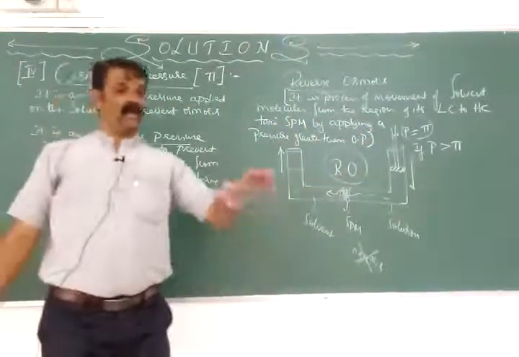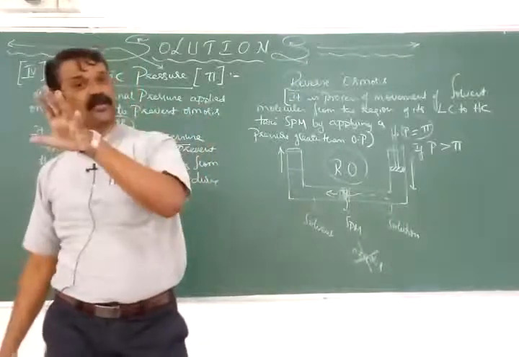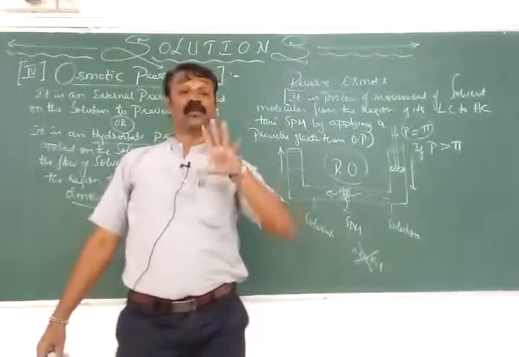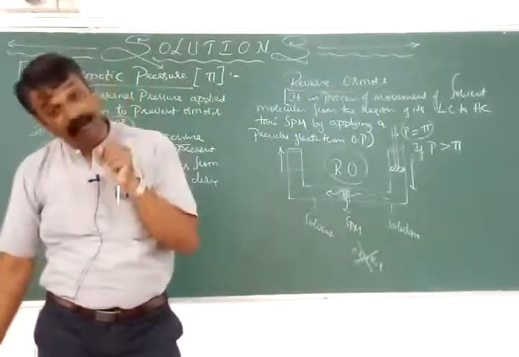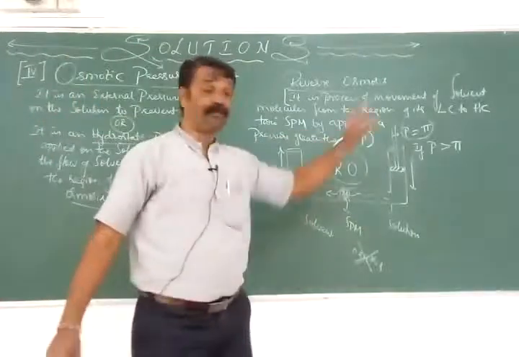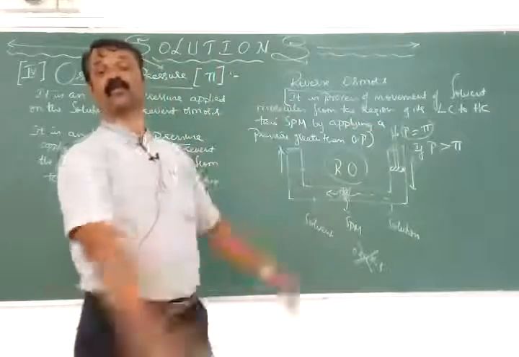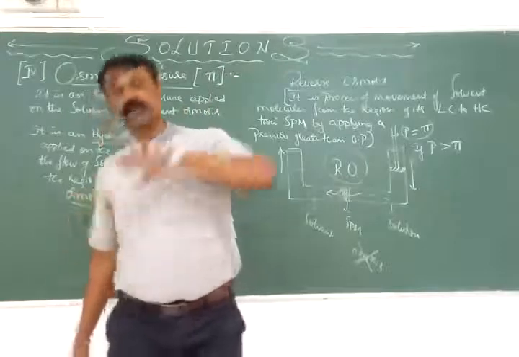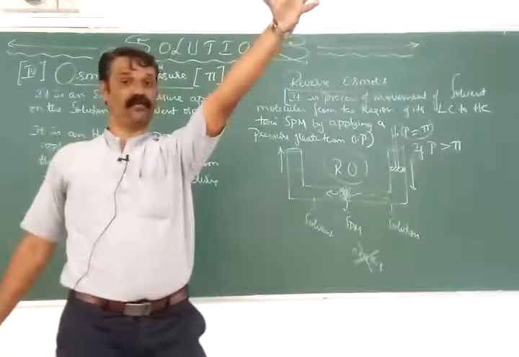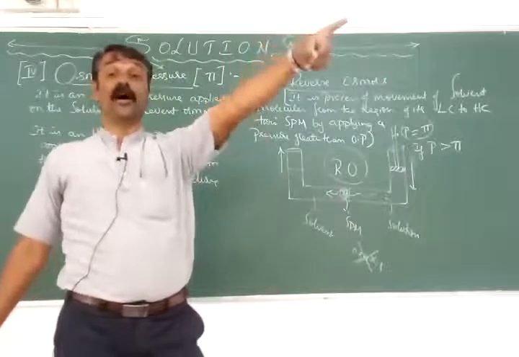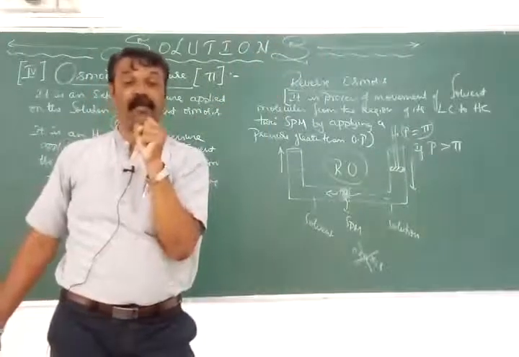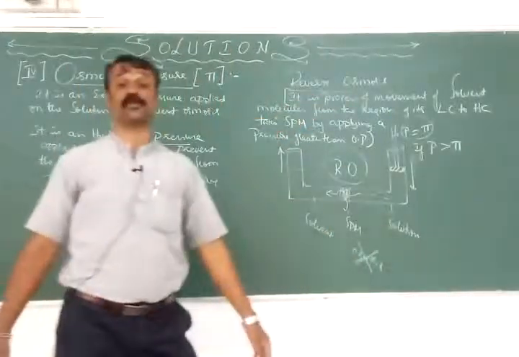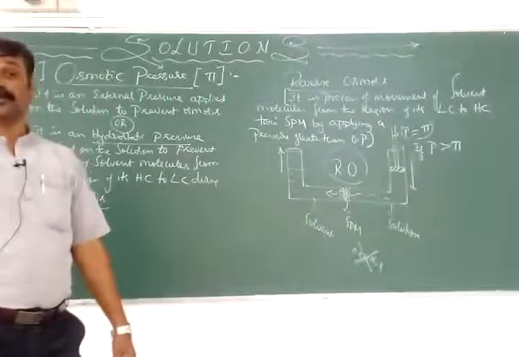If I didn't apply the pressure, what happens? The normal flow takes place, the osmosis takes place. If I apply the pressure which exactly prevents the osmosis, it is called osmotic pressure. Suppose I apply a pressure greater than the osmotic pressure, what happens? The reverse takes place. The solvent molecules will start to move from the region of its lower concentration to the higher concentration through the semi-permeable membrane. That is exactly reverse to osmosis, and that is why it is called reverse osmosis.